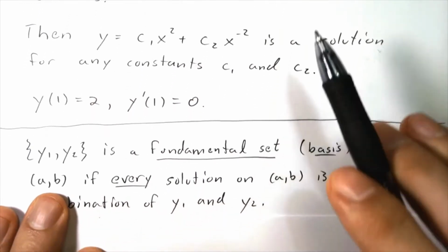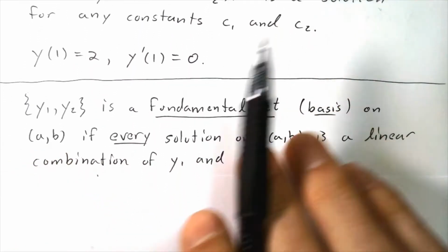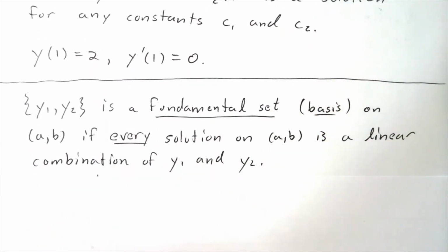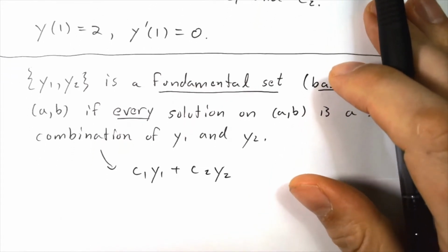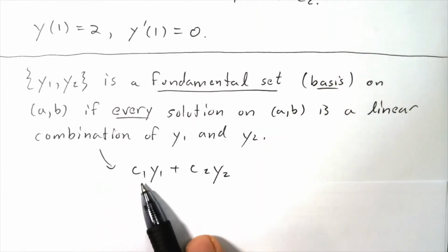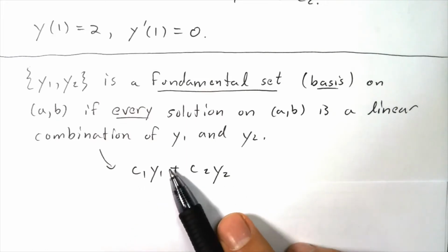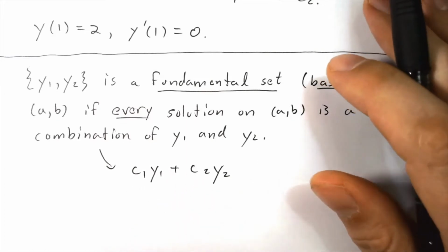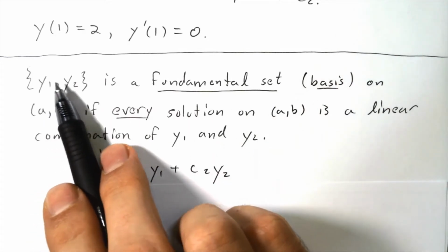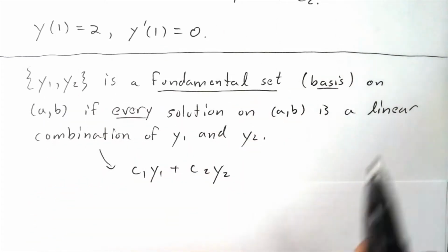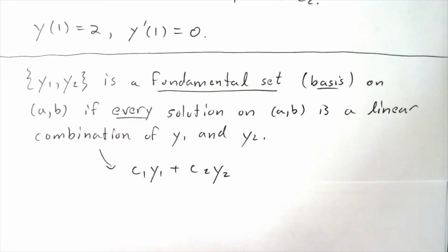Okay? So how do you verify that a pair of solutions is actually a fundamental set? Oh, and by the way, by linear combination, I was pointing out that that's just one of these, right? A constant times one solution plus a constant times the other. So how do you verify that a pair of solutions is a fundamental set? Well, for that, we need another term. We need the idea of linear independence.